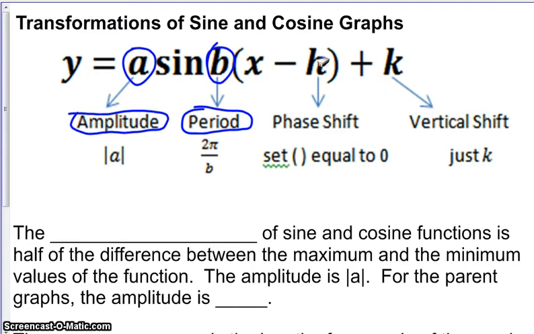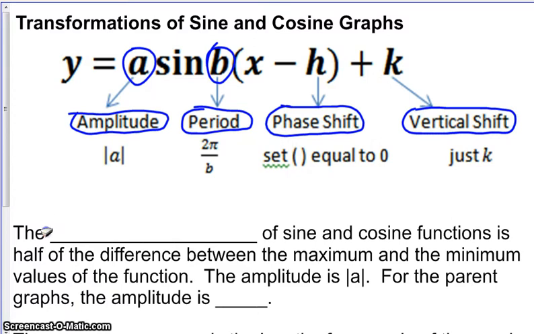h, we talked about, allowed us to shift left or right, a horizontal shift. So we call that phase shift with trig functions. And then the k out that moved us either up or down, our vertical shift.